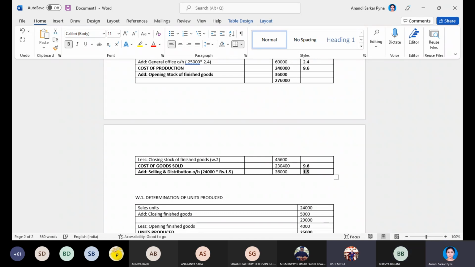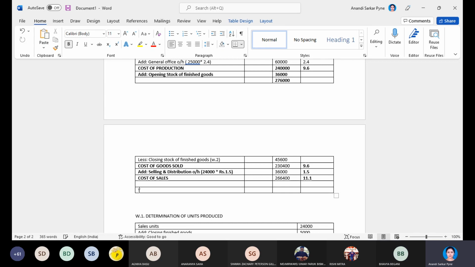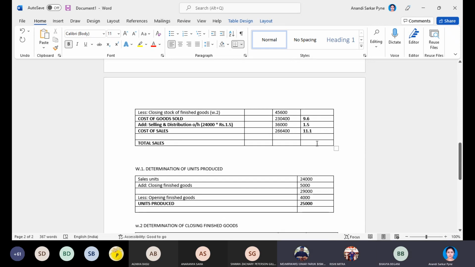So therefore the cost of sales is 2,66,400, which is 11.1 rupees per unit. And then you get the total sales. What is the total sales figure? Total sales is 15 into 24,000, which is 3,60,000, 3 lakh 60 thousand. So 3 lakh 60 thousand minus 2,66,400.